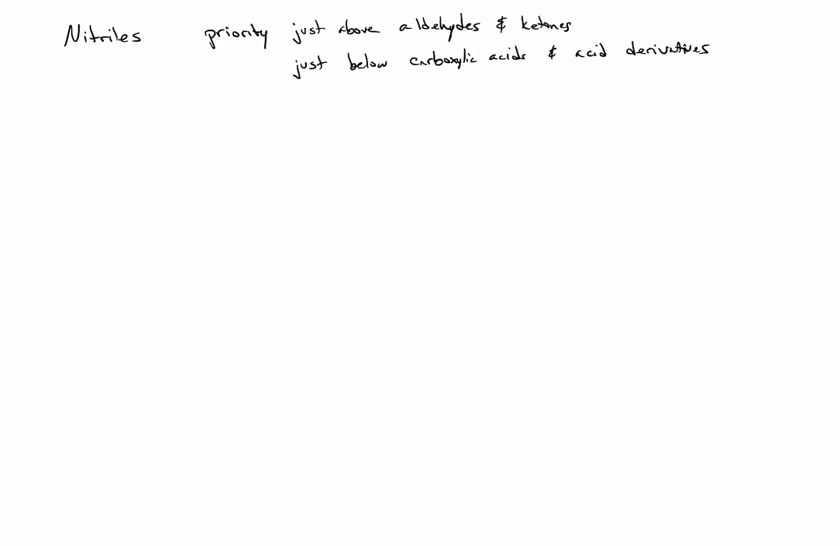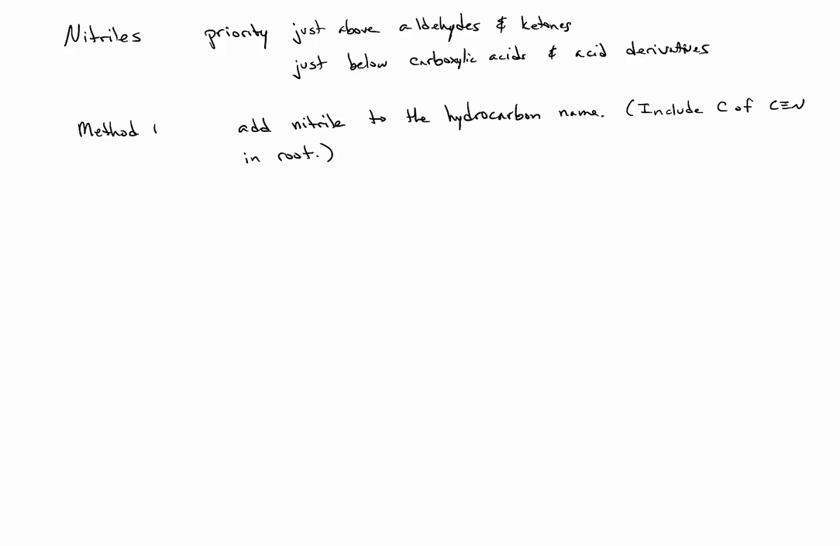Moving on to the nomenclature of nitriles. In terms of functional group priorities, it's just above aldehydes and ketones, and it's just below carboxylic acids and all of the other carboxylic acid derivatives. I've already mentioned that there are multiple ways to name nitriles. The first method is to add nitrile to the full hydrocarbon name. When you do this, you want to include the carbon of the nitrile in the root name. For instance, using this method, this would be ethanenitrile.